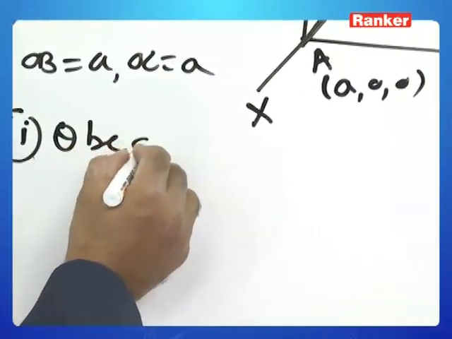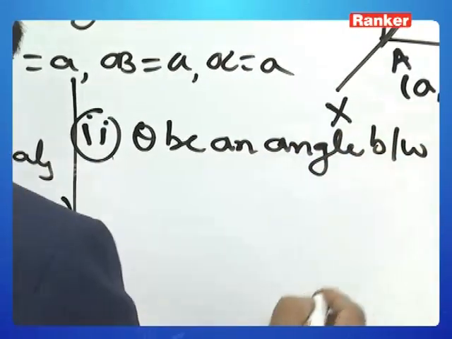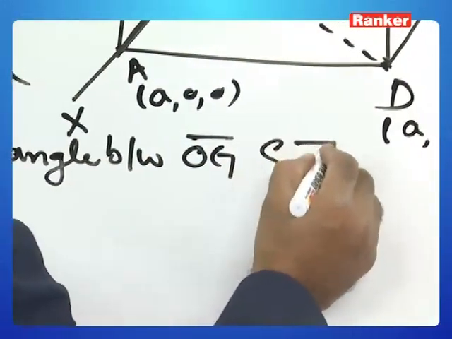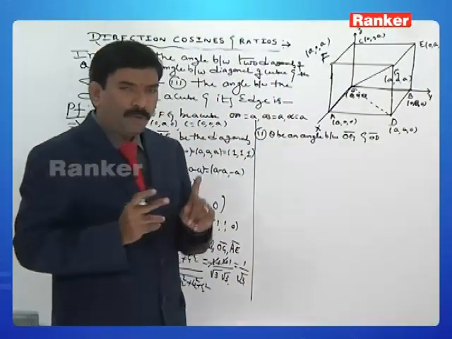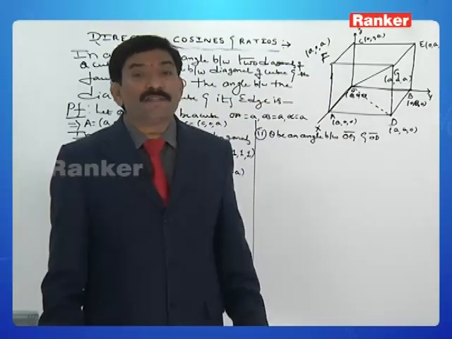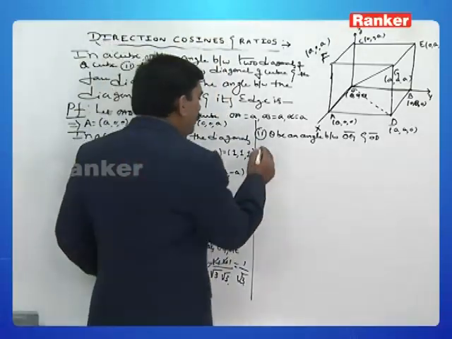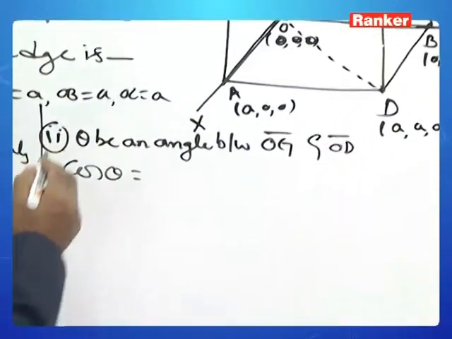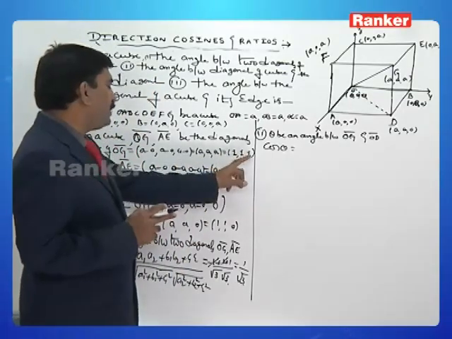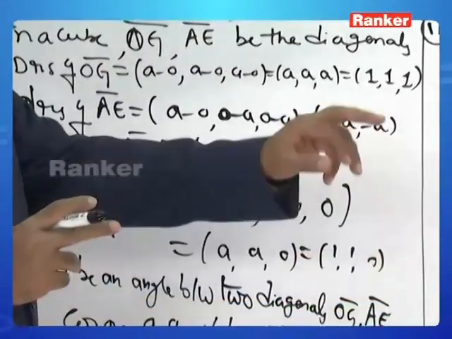Let theta be the angle between OZ bar and OD bar. OZ is the diagonal of a cube, and OD is the face diagonal. Let us see once again. Cos theta is equal to... OZ is taken as A1, B1, C1 and OD as A2, B2, C2.